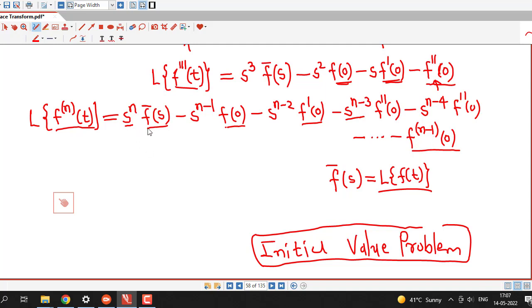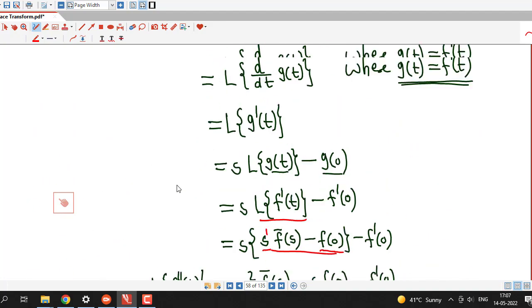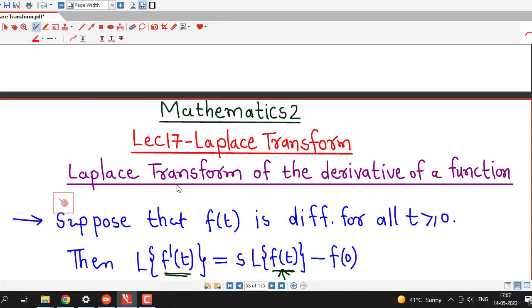So the first term is s raised to n into f bar s, and then all the terms have a negative sign, the power of s is decreasing, and the order of the derivative at t equal to 0 is increasing. And if we have the nth order derivative, the last term will be the (n minus 1)th derivative of f at t equal to 0. So remember this formula. We will need this formula in solving initial value problems using Laplace transform.